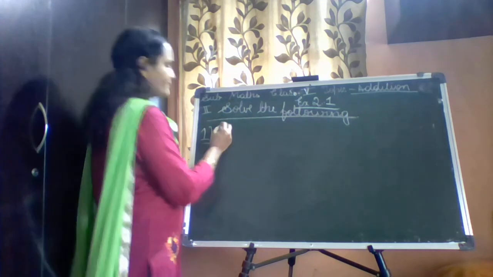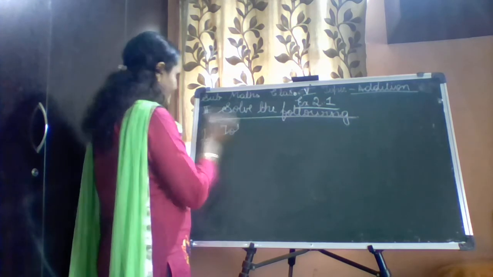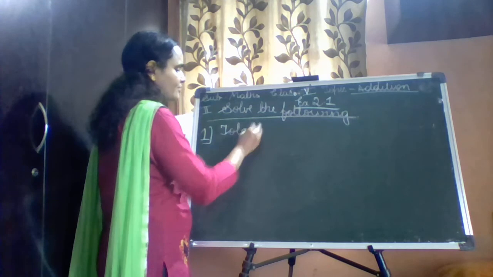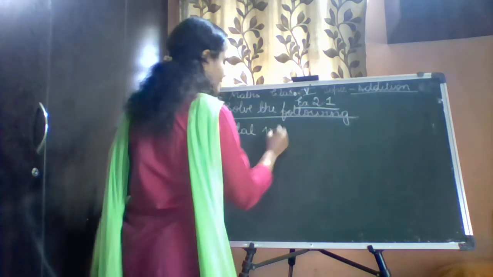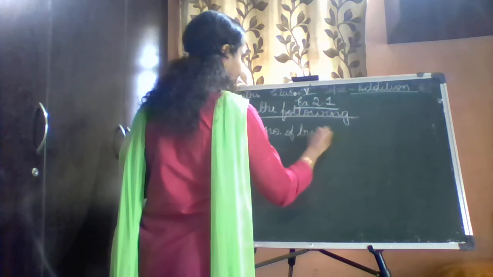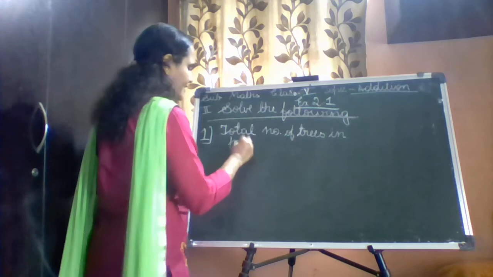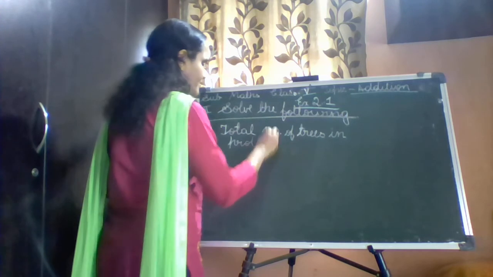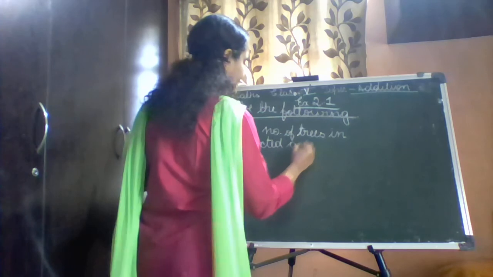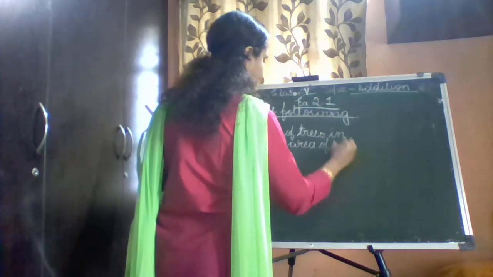We'll write it in this way. Don't write too big a summary. Just write whatever is there in the textbook. But the sentence should be right. That's all. Total number of trees in protected, everything you can copy from the textbook only. The summary part, protected area of forest.